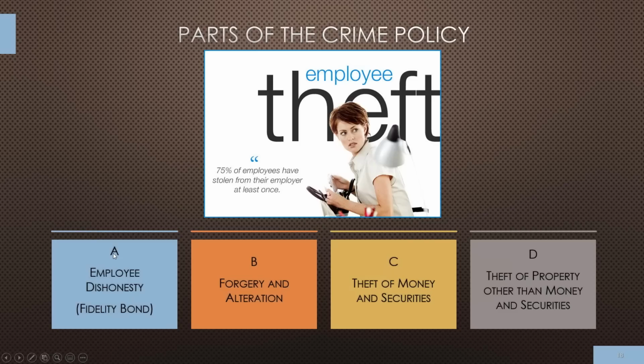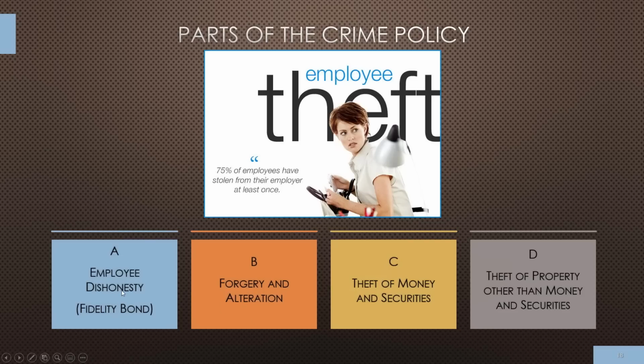Coverage A covers employees. Coverage B, C, and D cover outside parties. Someone broke in and stole your checks and money orders and forged and altered them and sent them to other people. It doesn't cover you receiving a forged or altered check. It covers someone forging or altering your checks and sending them out to other people from an outside party. Because if your employees did that, that's covered under coverage A.